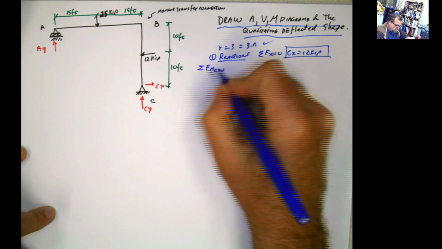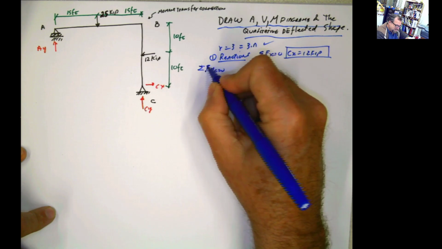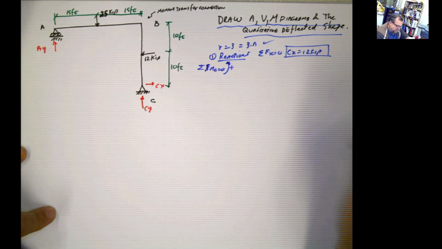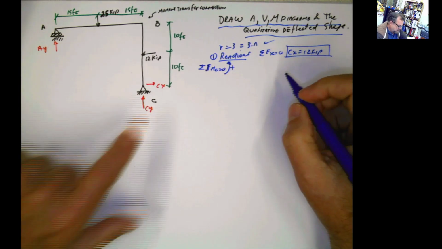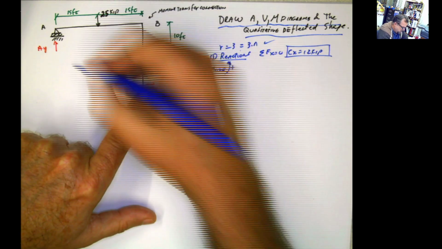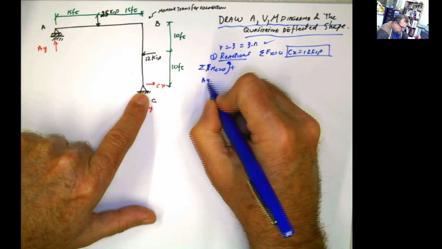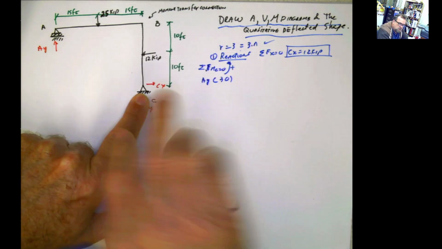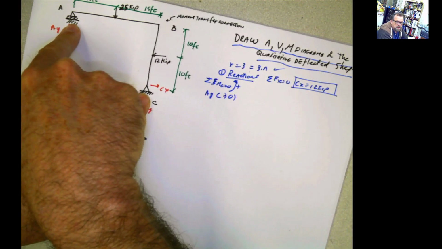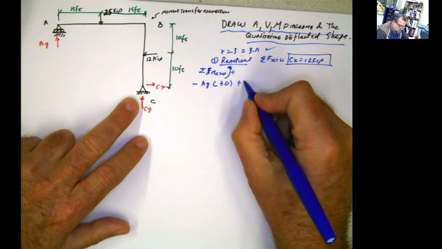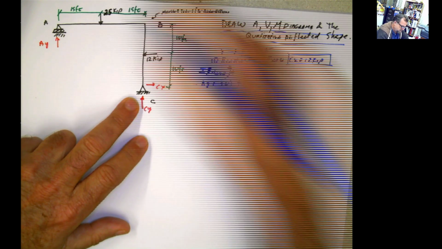Summation of moments at C equals 0. So we're gonna take moments here, and what do we have? We have Ay multiplied by the horizontal distance 30, and this is gonna be a rotation. Remember, you put your pin here and push in that direction, the rotation is gonna be like that, so this is gonna be negative. And then you have this 25 times the distance, which is 15.